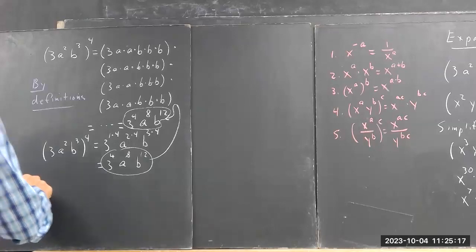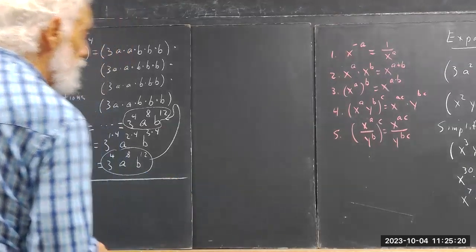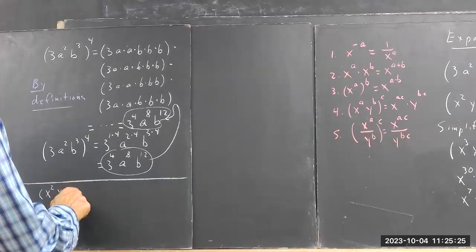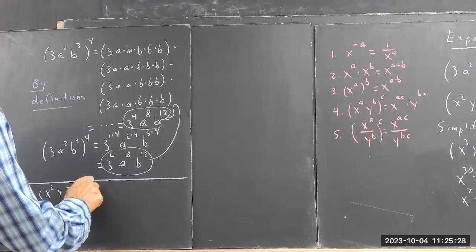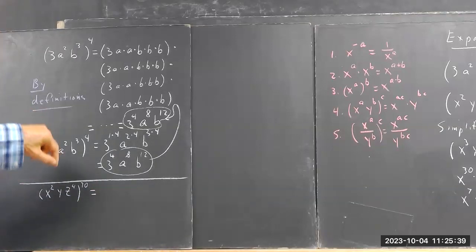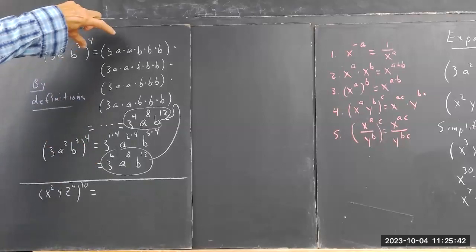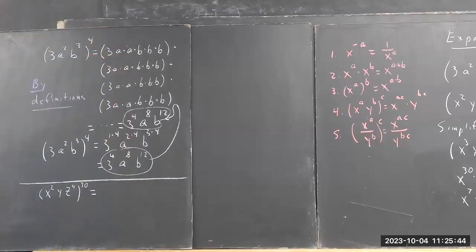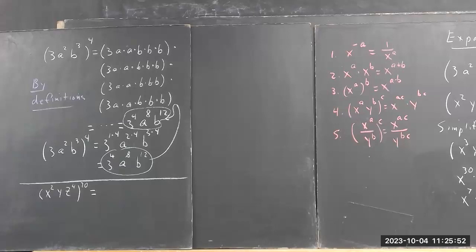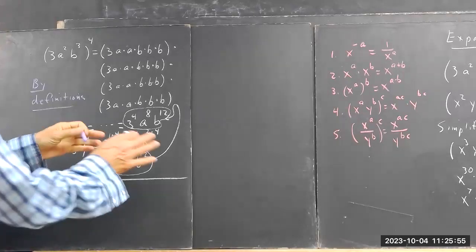Okay, so let's take the next one. We have x squared y z to the fourth, raised to the 70th power. Well, I could write this out, x times x times y times z times z times z times z, and I could do that 70 times. If I did, how many x's would I have? Well, I've got 2 x's in each one, and there are going to be 70 of them. That's 140 x's, okay?